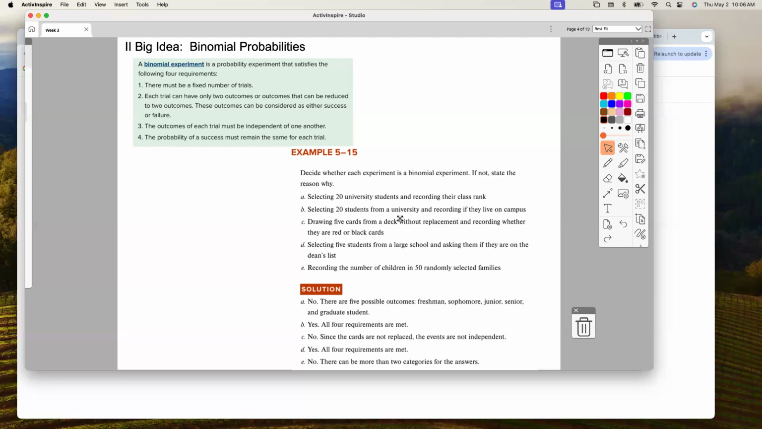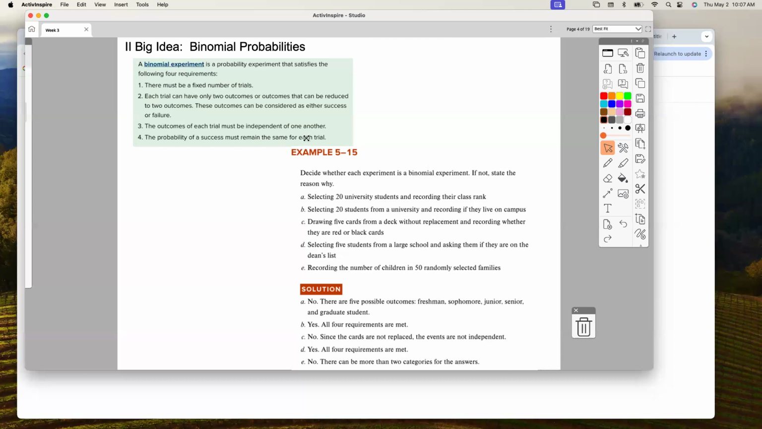As far as selecting 20 students from the university, again we would randomly be selecting those and recording if they live on campus. So again, we would go through all 4 criteria, and all 4 do hold. We do have a fixed number of trials. That's the 20, right? Each random selection is a trial, so to speak. You have 2 outcomes: it's either yes or no, whether they live on campus.